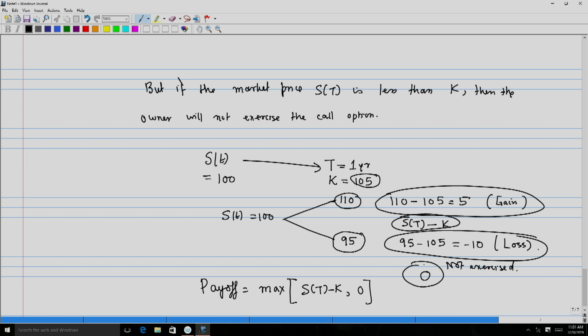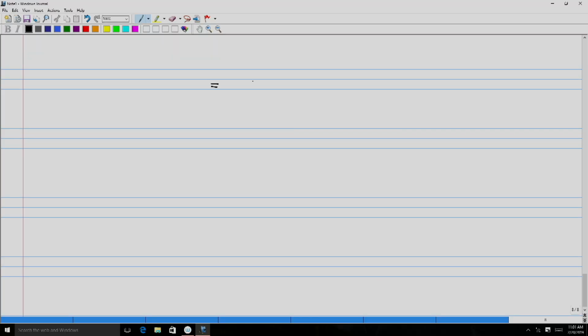So that means if your S of t is greater than or equal to K, then S t minus K is going to be your gain, and if S of t is less than K, that means you do not exercise and there is no loss or no gain. Sometimes this is also written as S of t minus K plus. So this is the maximum of S t minus K comma 0, sometimes put in this particular notation.